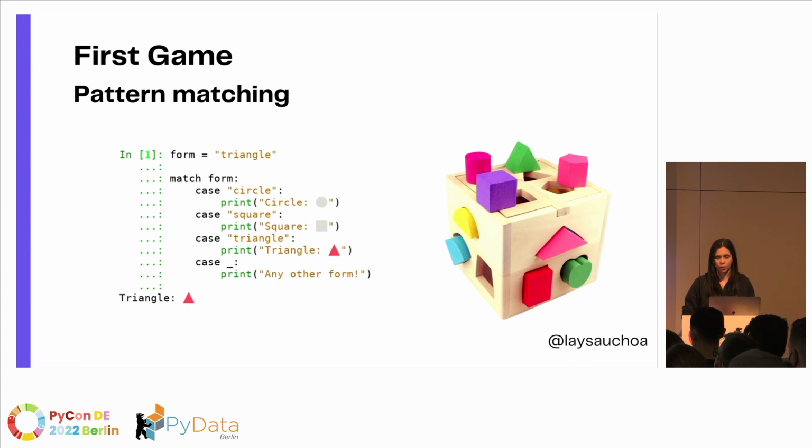Here is just a code to get started with pattern matching for beginners. We have here form, which is a string called triangle, and we're going to be trying to match this string in every case of this. So you have circle, square, triangle. Behind the scenes, a comparison is used, and we're going to be matching with the triangle. So actually, that's what you see in the output.